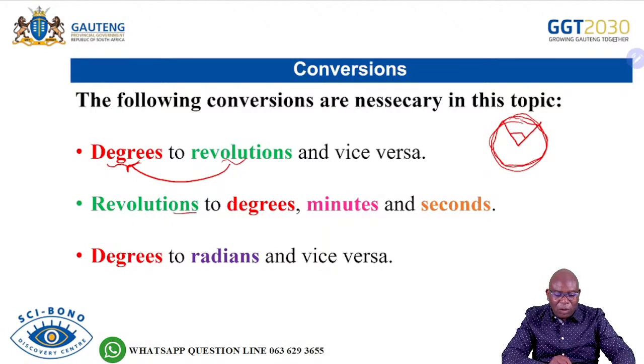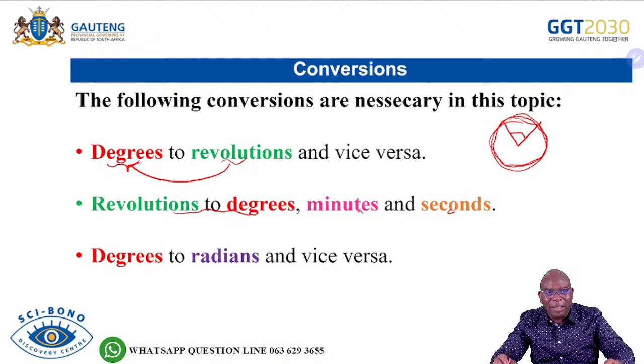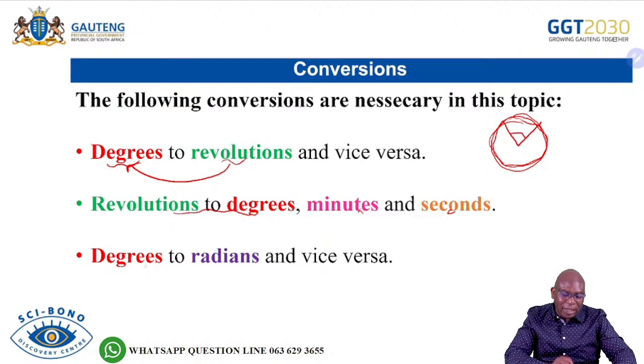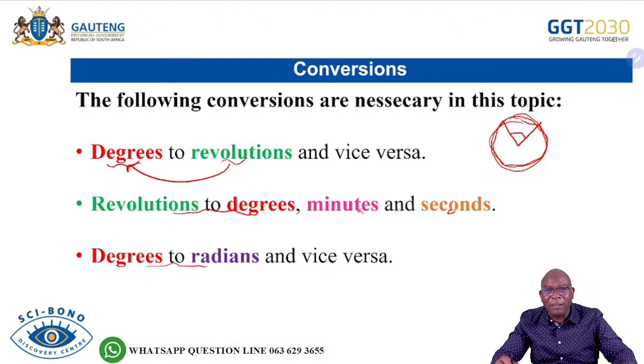The other one is revolutions to degrees, minutes and seconds. Remember, this is also very important. How many seconds do we have in a minute? How many minutes do we have in a degree? And all that. The last one that we're going to be looking at is degrees to radians and vice versa.